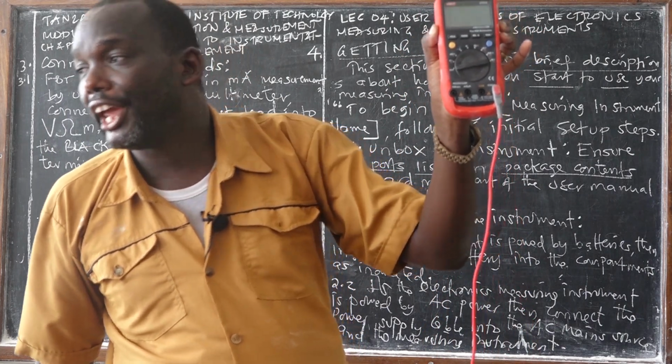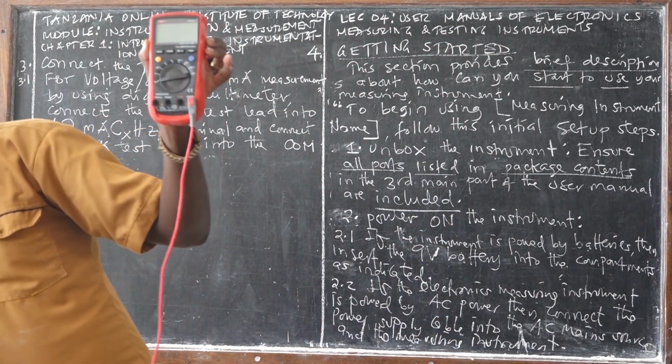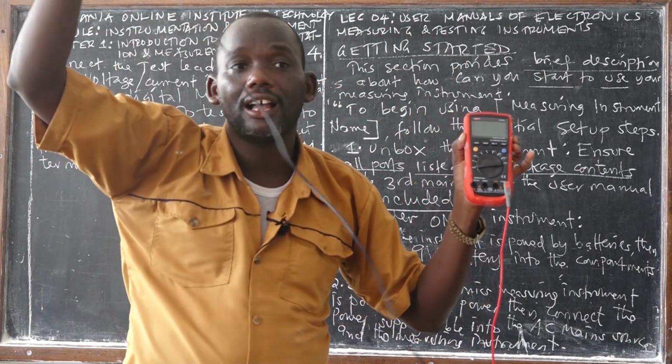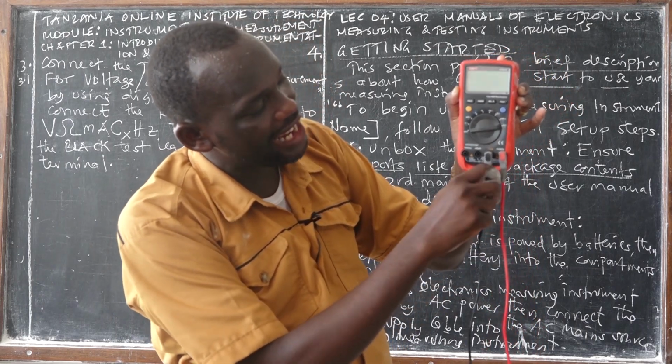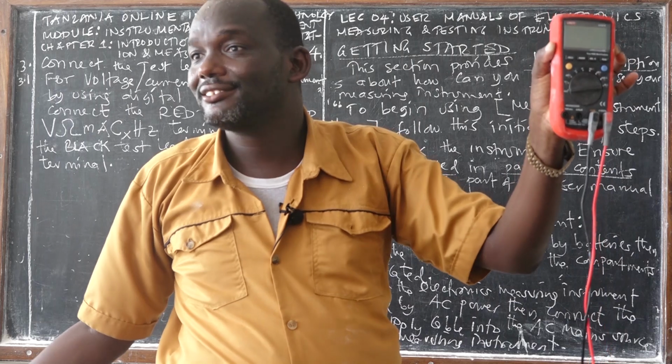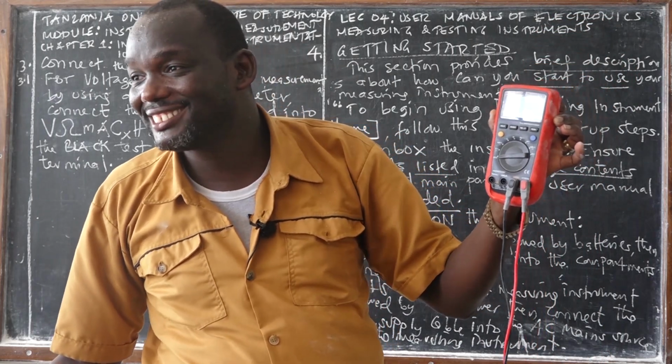So now let me connect the test lead. Next, I have to connect the black test lead. Where? In the COM port, the port which has been written COM. You just connect it here. You are done. You see how simple it is?